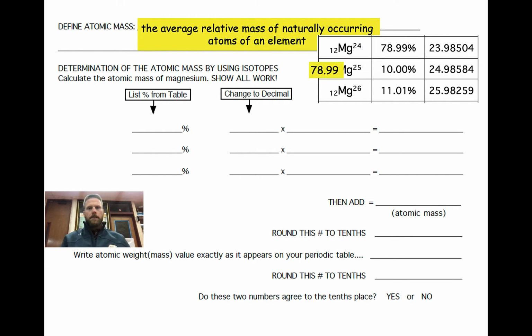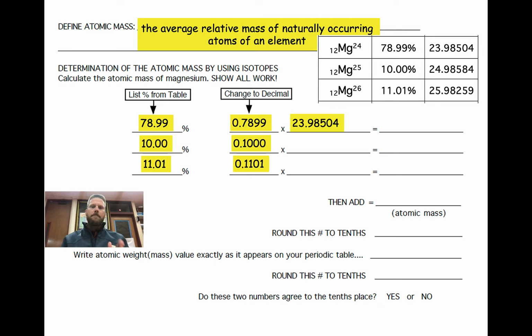So we know that magnesium-24 has about a 79% abundance, magnesium-25 a 10% abundance, and magnesium-26 an 11% abundance. I'm going to change those to decimals by dividing by 100. So those become 0.789, 0.1, 0.1101. I'm going to take those decimal forms and multiply now by the mass of each of those isotopes.